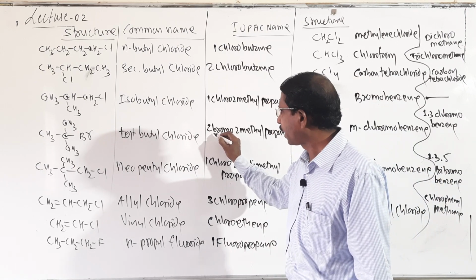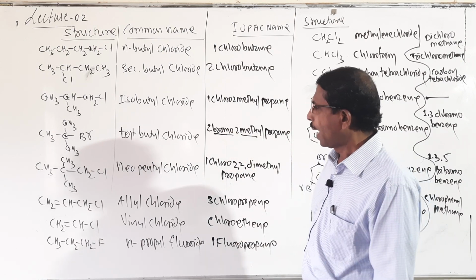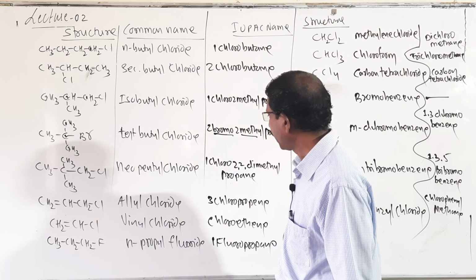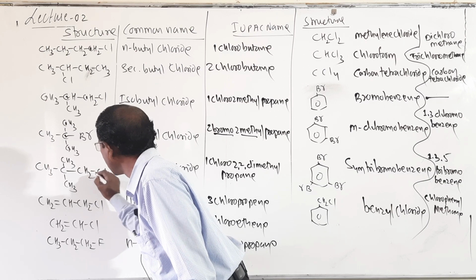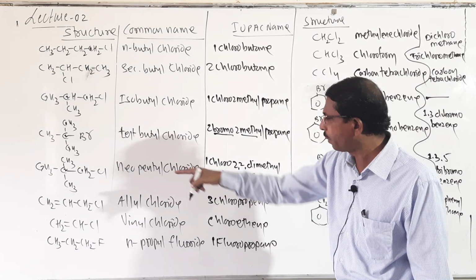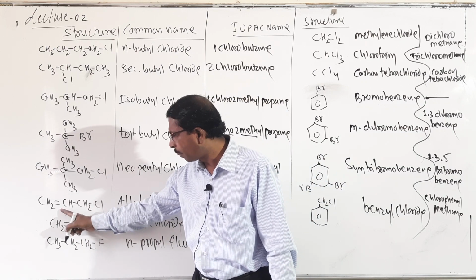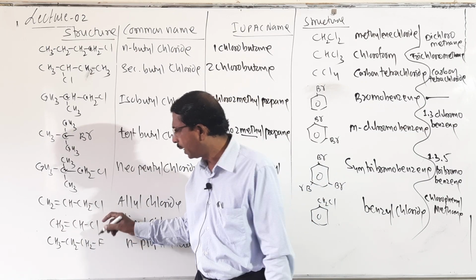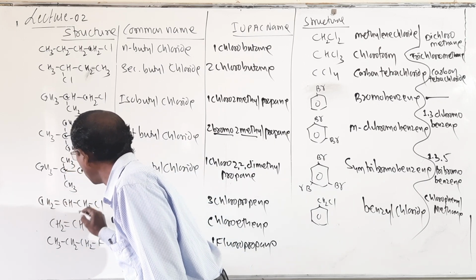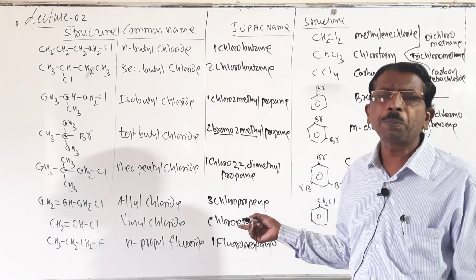Here, alphabetically, bromo comes first and after that methyl. Similarly, here it is neopentyl chloride. It is named from this end because it is nearest to this: 1, 2, 3. So it is 1-chloro-2,2-dimethylpropane. The same thing here: it is a double bond compound called allyl chloride. While naming this, the double bond end comes first because it has first preference. It is called 3-chloropropene, or you may write 3-chloro-1-propene.